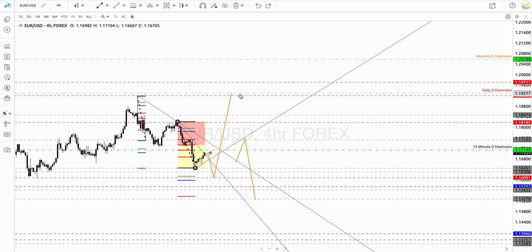So I'm trying to read the stochastic on the daily. On the daily, we are approaching the oversold zone. So in my opinion, I'm going to get rid of this. And I encourage you, do the work for yourself. Come up with your opinion, what makes sense for you.